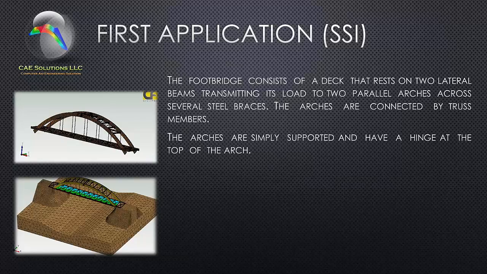The footbridge consists of a deck that rests on two lateral beams, transmitting its load to the parallel arches across several steel braces. The arches themselves are connected by truss members. Remember that truss members do not transmit bending because they act like pin joints. The arches are simply supported and have a hinge at the top of the arch.